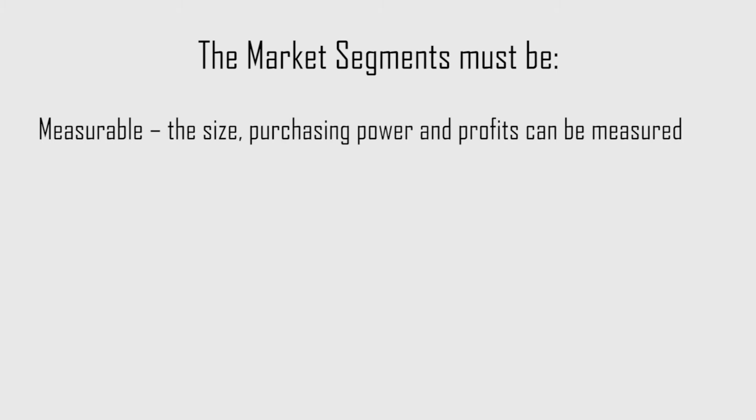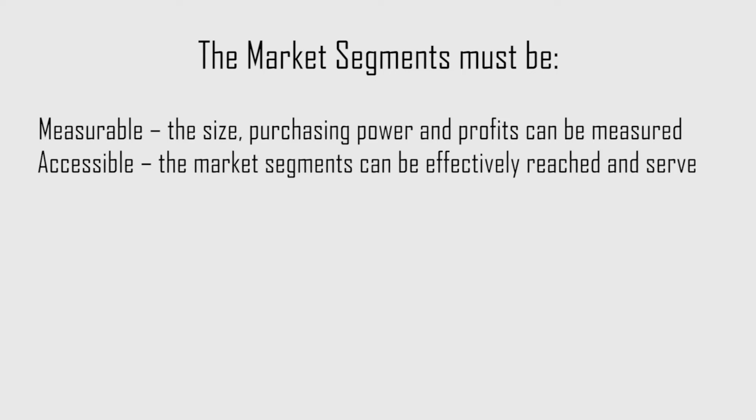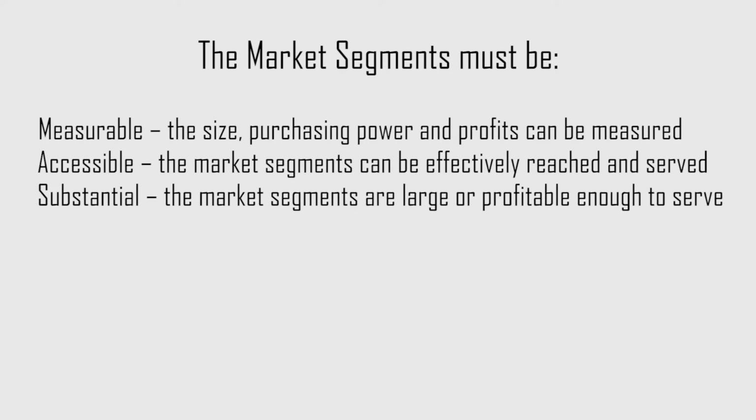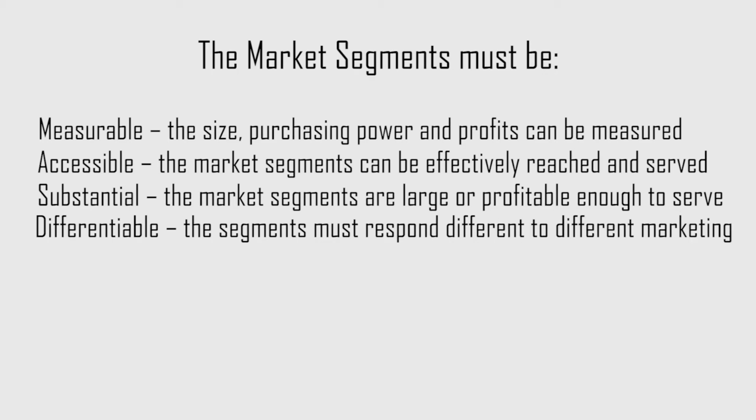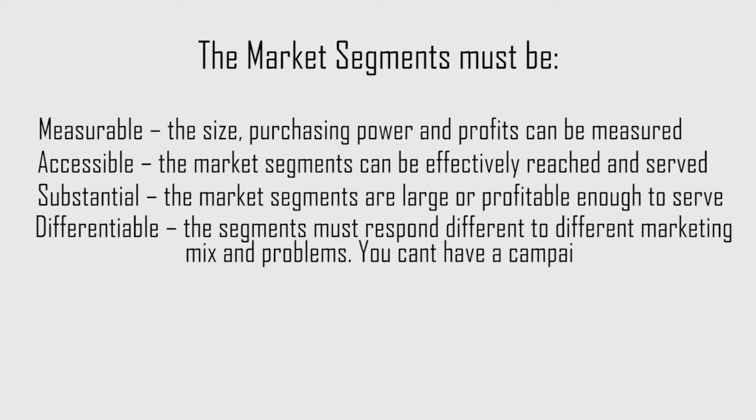Measurable. It means the size, purchasing power and profits of the segments can be measured. Accessible. The market segments can be effectively reached and served. Substantial. The market segments are large or profitable enough to serve. Differentiable. The segments must respond differently to different marketing mix and problems. You can't have a campaign that works for more segments because they wouldn't be separate.